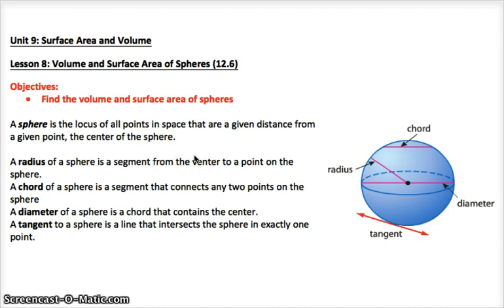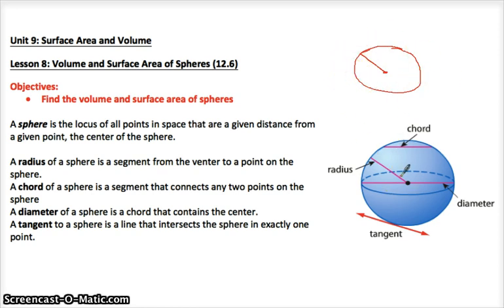A sphere is called the locus of all points in space that are a given distance from a given point. Don't let the word locus scare you. When we talked about the definition of a circle in two-dimensional stuff, a circle was the set of all points in a plane that are a set distance away from a center, and that set distance was called the radius, and all the points that could possibly be that same distance away from that center point populated the circle.